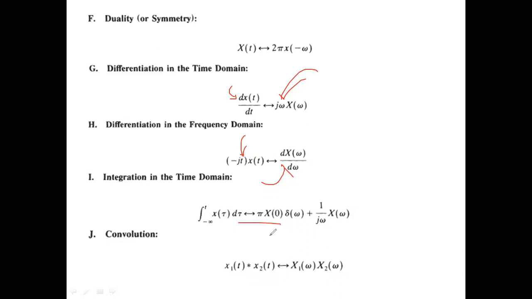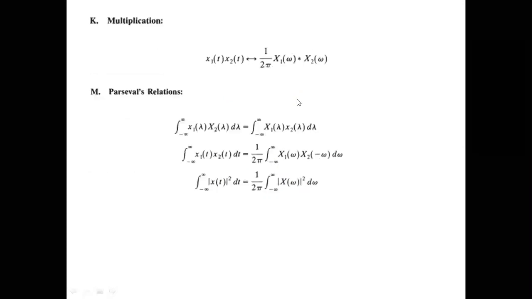Then convolution becomes multiplication here also, as it was in Laplace. Multiplication becomes convolution, which also follows from the duality, with the 2 pi. Then there is Parseval's theorem. As I told you, its application is usually in finding the energy. So let us see what sorts of problems we are looking at here.